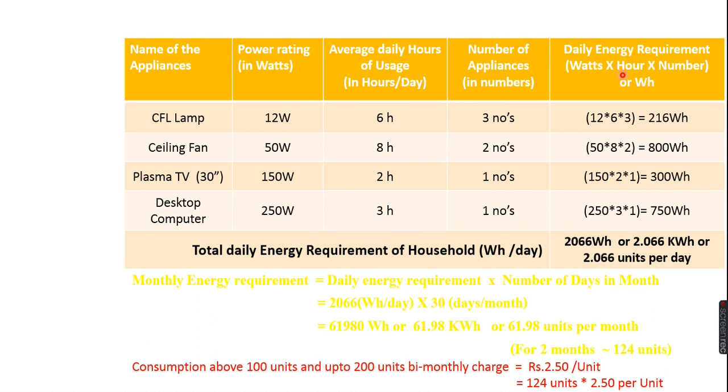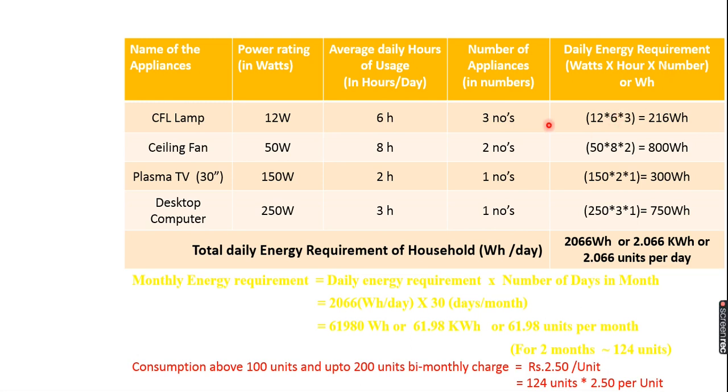Coming to the fifth column, daily energy requirement, we are going to calculate the total energy. For that the calculation is watts into hours into number. The watts is the power rating we mentioned in the second column, and into hours, the hours we mentioned in the third column, that is 6 here.